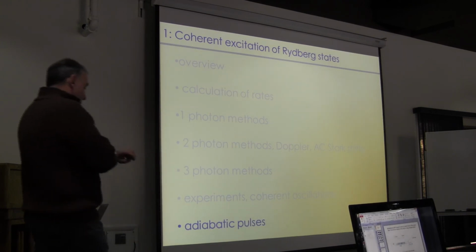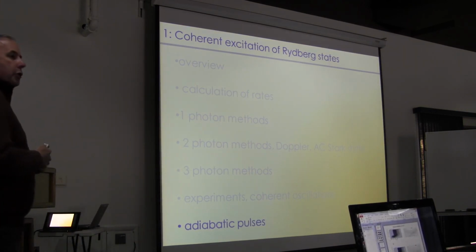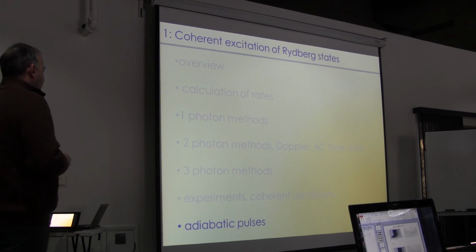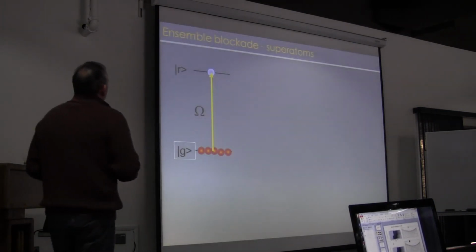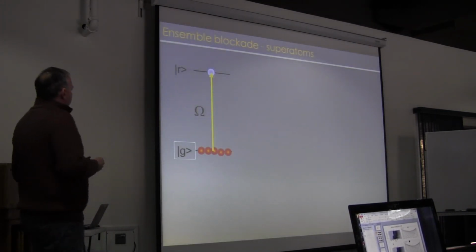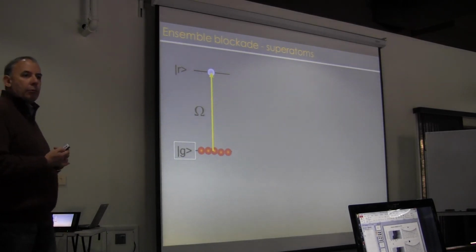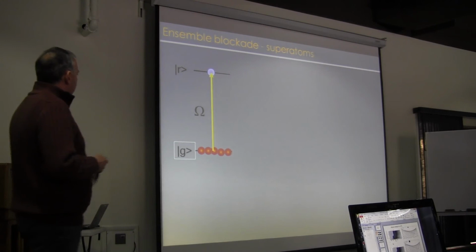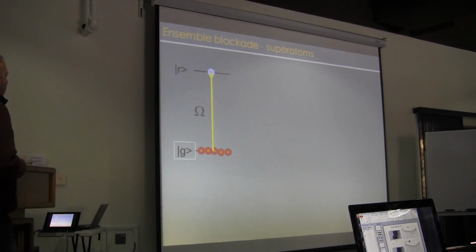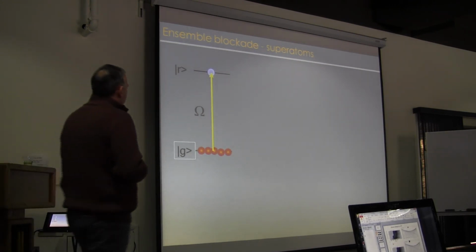Let me then talk about adiabatic pulses. That's another way of doing coherent excitation. So this overlaps with the topic of ensemble blockade, which I think you'll hear much more about from Charles Adams. I'll just touch on it in the context of these adiabatic pulses. Suppose instead of exciting a single atom to a Rydberg level, I have a many-atom ensemble, and I apply my Rydberg excitation lasers to that ensemble.